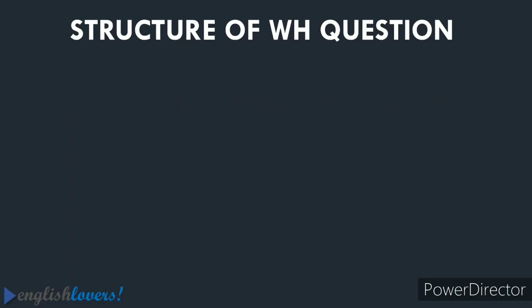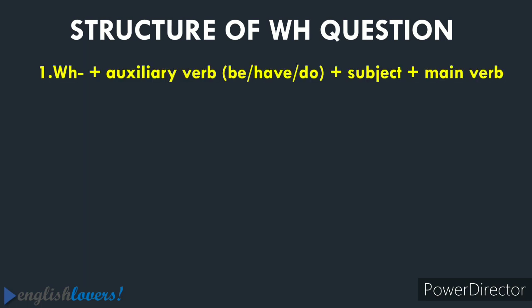So first of all, we are going to study the structure of WH question. There are three basic structures of WH question, and one of them is there in the sentences. So we are going to study them. The first is WH question word plus auxiliary verb. Out of be, have, and do, one of the auxiliary verbs is there. Then there is subject and main verb. So this is the structure of WH question: WH question word, auxiliary verb, subject and main verb. So this is the first structure.